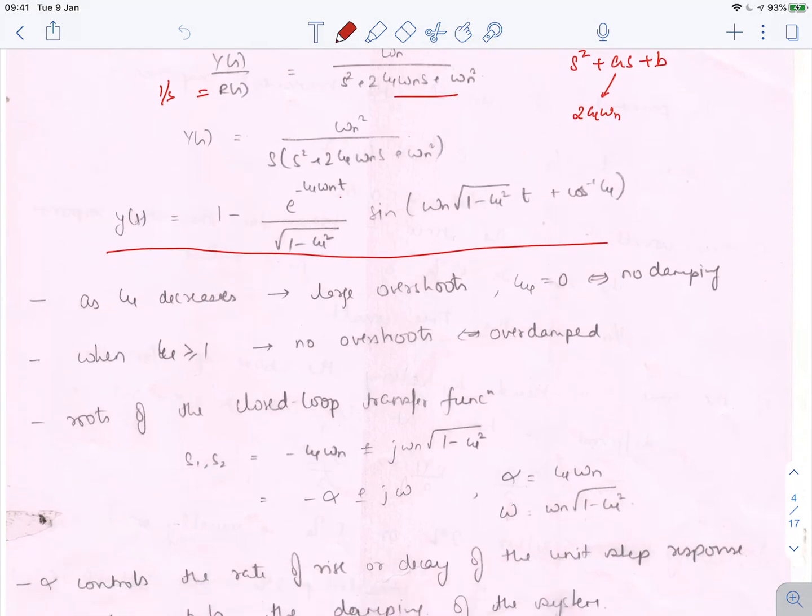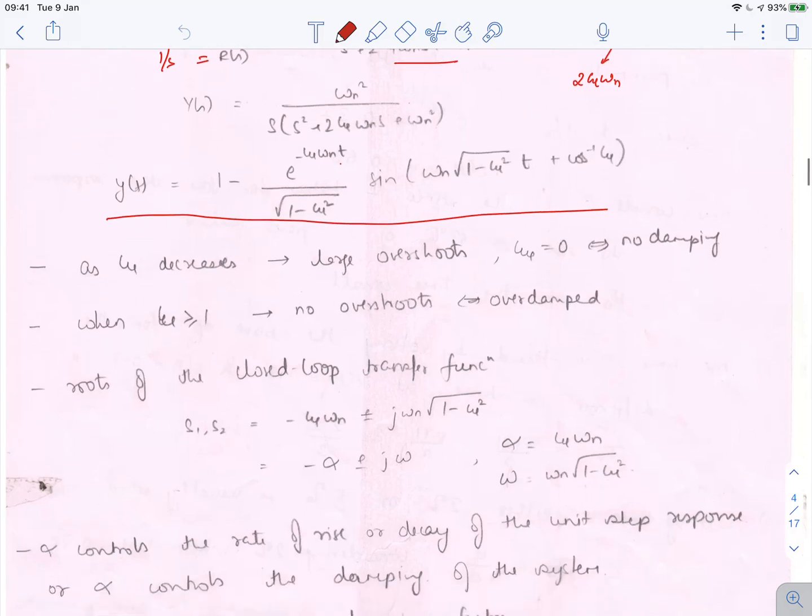Okay, and for xi equal to 0 we had no damping, similar to the example where we have the purely oscillatory behavior. Now in the second point, when we have xi greater than or equal to 1, then we would have no overshoots. Again, you can refer to the example, and we call those responses the overdamped response.